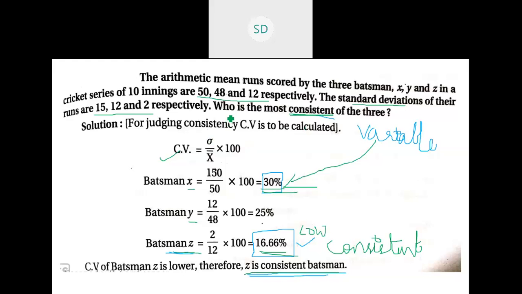Suppose along with this question they ask who is the most variable of the three. When it comes to variable, you are supposed to consider batsman X because the CV of batsman X is the highest. The CV of batsman Z is lowest, that is why you consider him the consistent batsman. I hope this clears everybody's doubt.